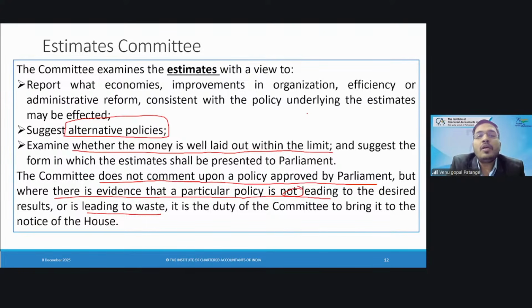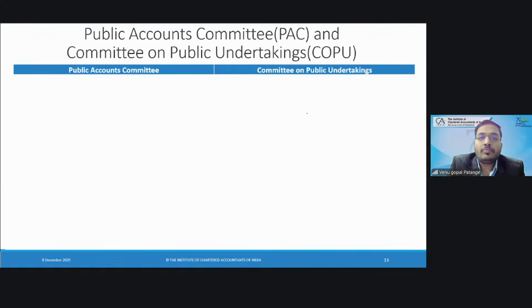Now we'll discuss PAC and COPU, the Public Accounts Committee and the Committee on Public Undertakings. We will understand both by comparing them side by side, with one table, because both are post-mortem. The Estimates Committee is pre: before spending, you are doing an audit. So estimates is prevention. This is cure. You understand. Now you have already spent it, but you need to report it.